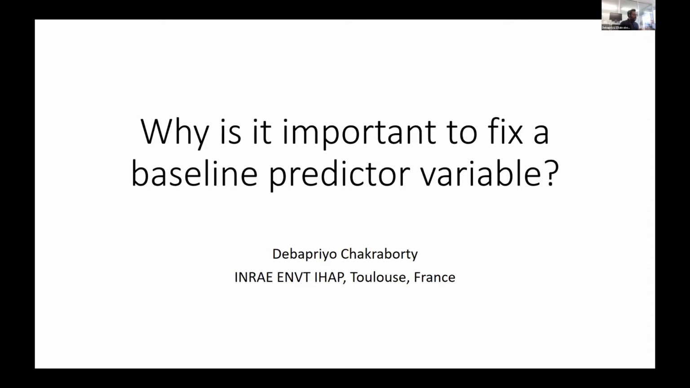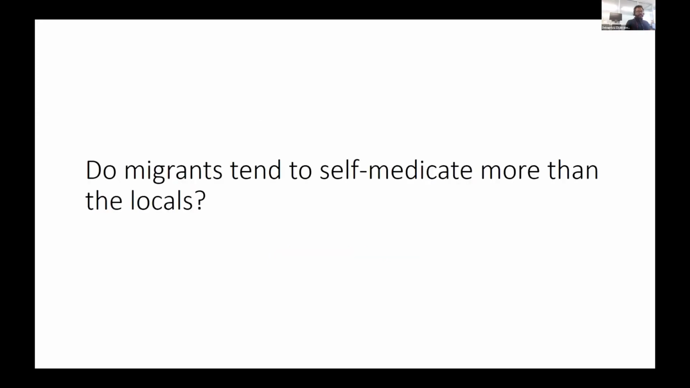So first, let's think about why it is important for a logistic regression to fix a baseline predictor. Well, there are two reasons. One of them is practical, and one of them is theoretical. Here, I'll focus on the practical reason, and I'll show you in practice how to address this problem. So as I said, let's first consider a biological problem. Yes, so this is the story.